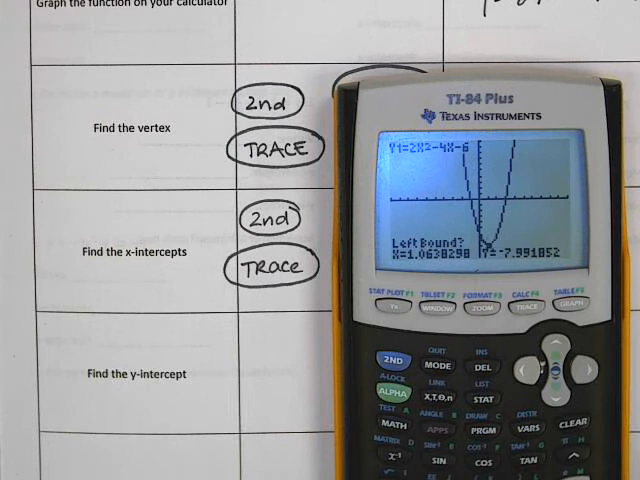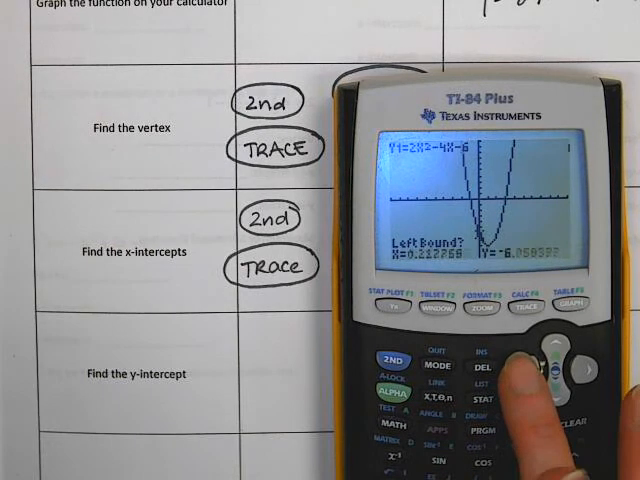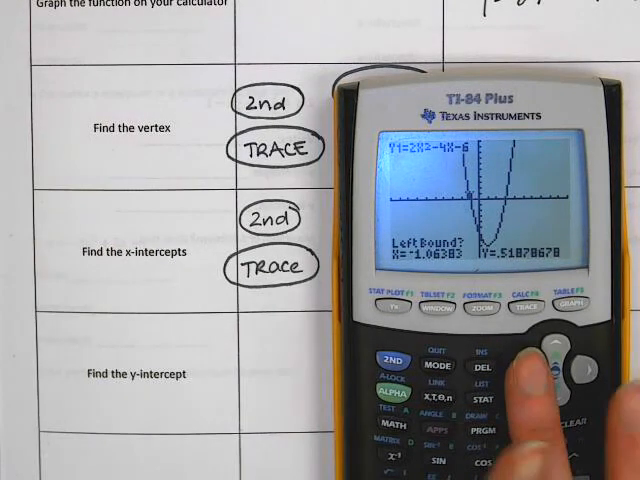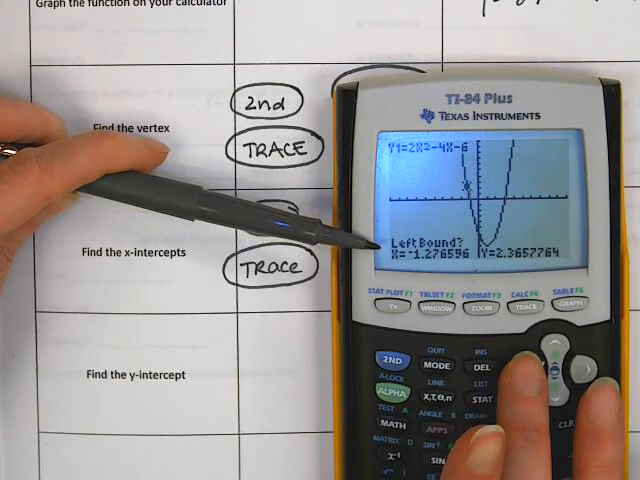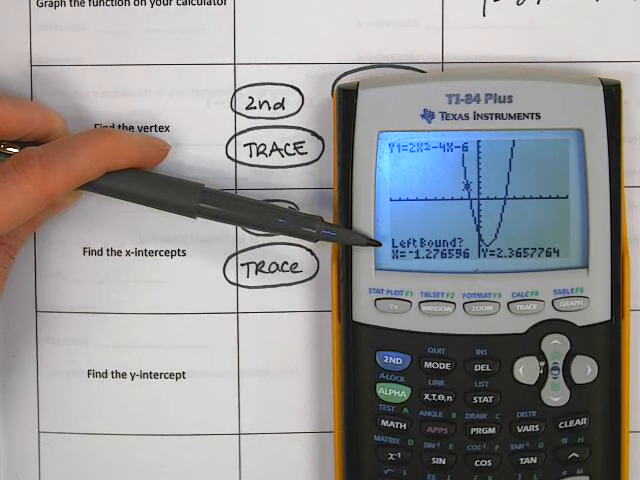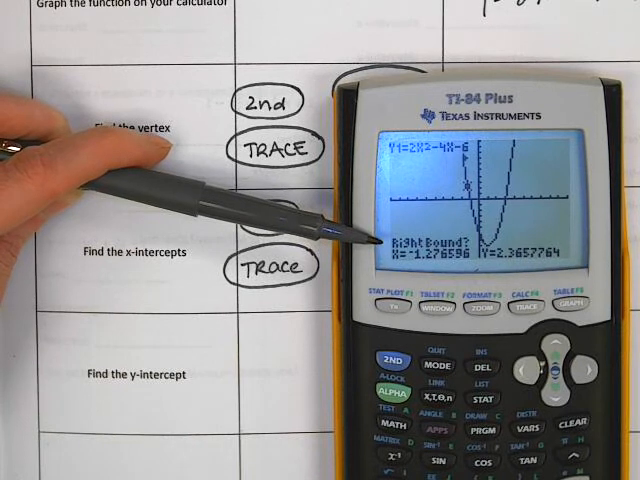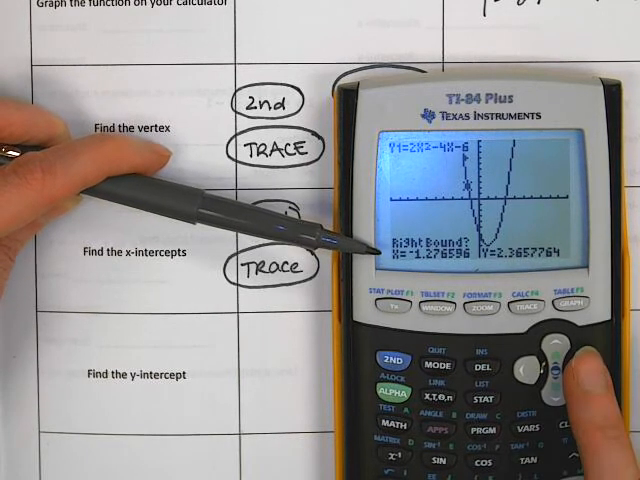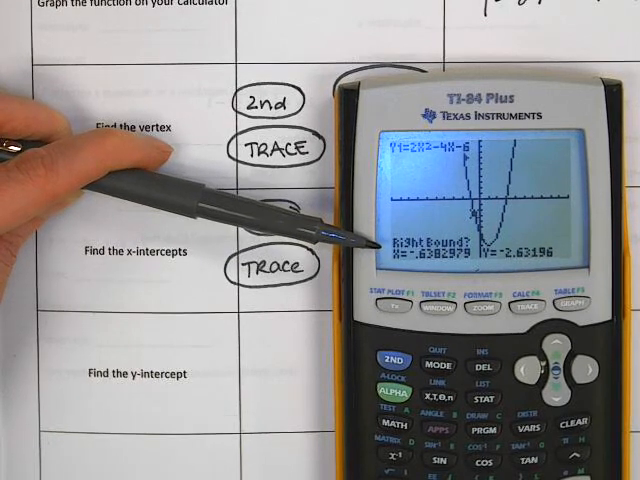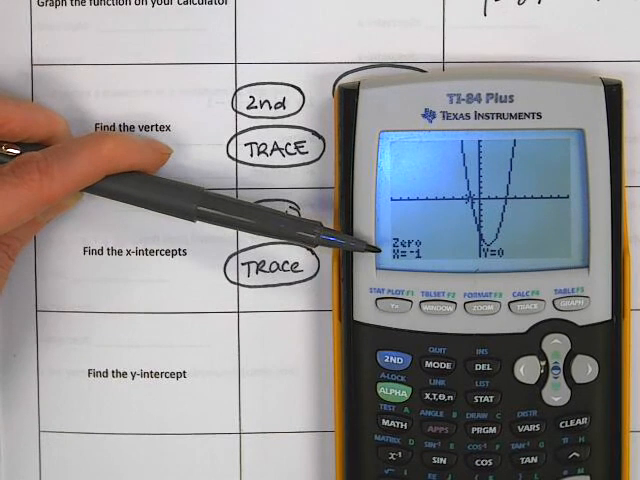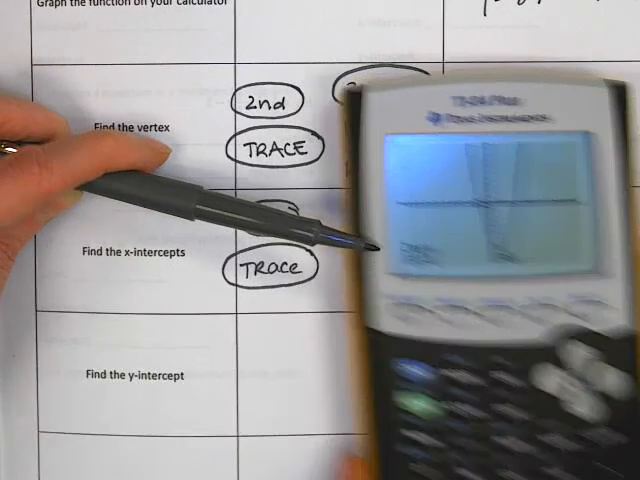And now we want to get our blinker to one of the zeros. Okay, so same thing as before. Get your blinker to the left of the first zero and hit enter once. And then get your blinker to the right of it and hit enter twice. So our first zero is at -1.